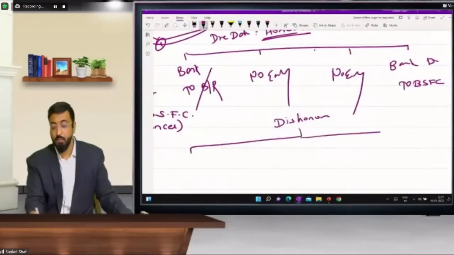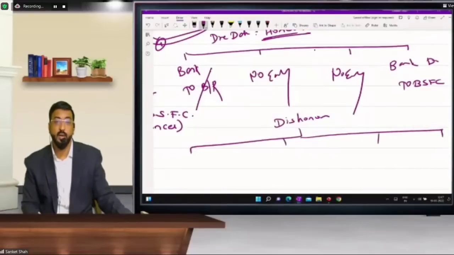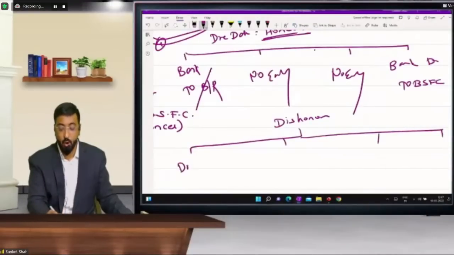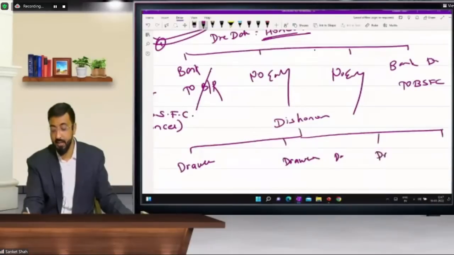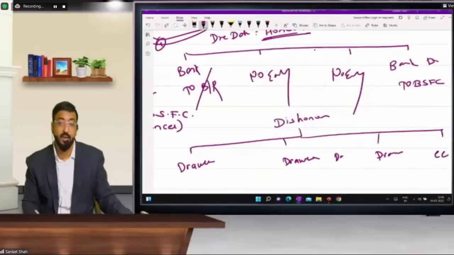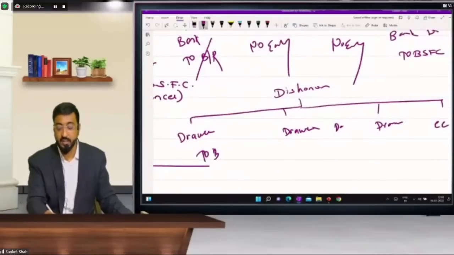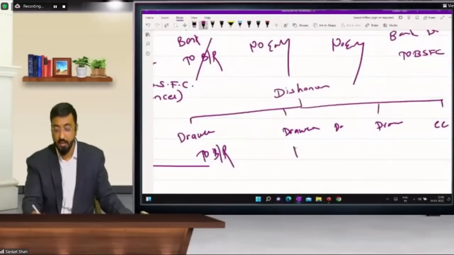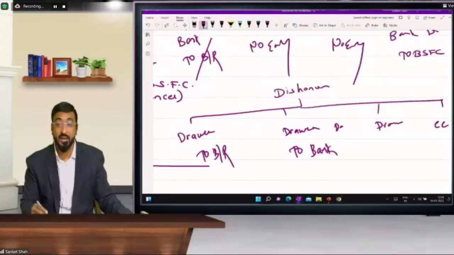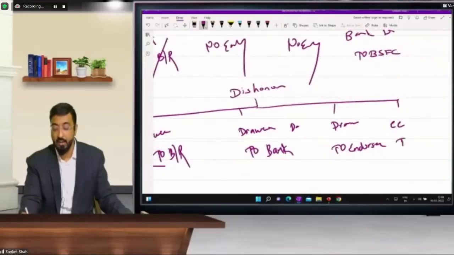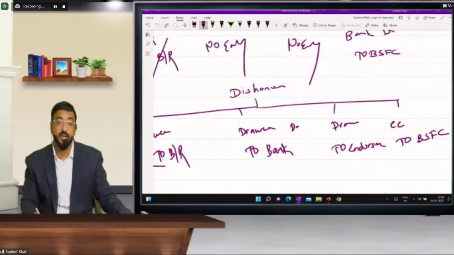And in case of dishonor, in all situations, drawee is debited. In the first situation, we are going to cancel that bill. In the second situation, the bank will come to me, so the bank is my creditor. Drawee to endorsee, the endorsee is my new creditor. And in the last situation, bill sent for collection is getting cancelled. So this is the case of dishonor.